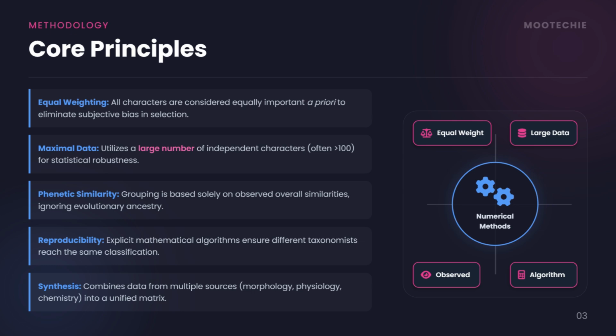Synthesis. Combines data from multiple sources like morphology, physiology, and chemistry into a unified matrix. This holistic view allows for a comprehensive comparison across different aspects of an organism. The graphic shows a cycle, from collected data through numerical methods and algorithms leading to an observed result. To understand this methodology in action, let's walk through the standard process.